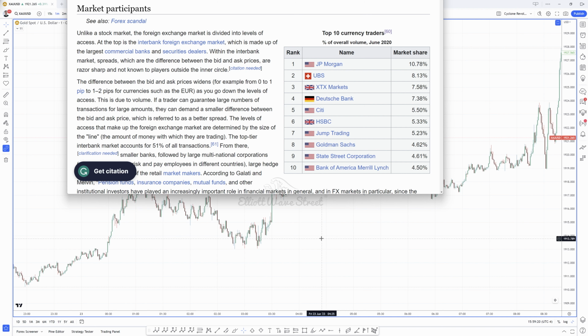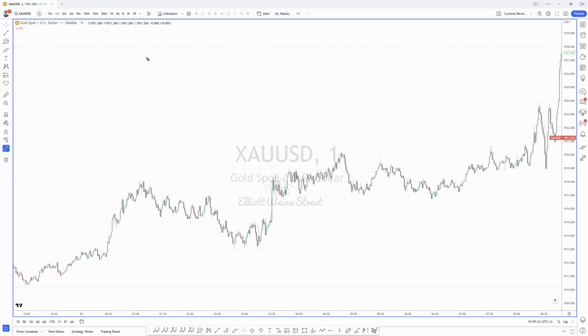So this set of institutions, I call them the big guy. The big guy is the set of those institutions. And the big guy is the liquidity provider. And the big guy is the dealer of the market. The big guy is the one that makes most of the money of the market.